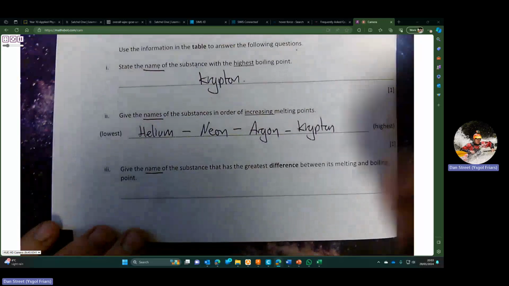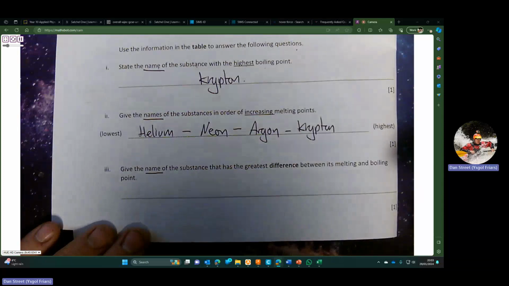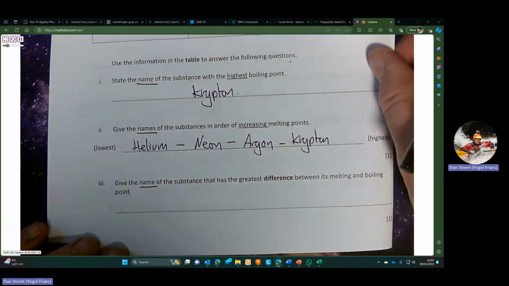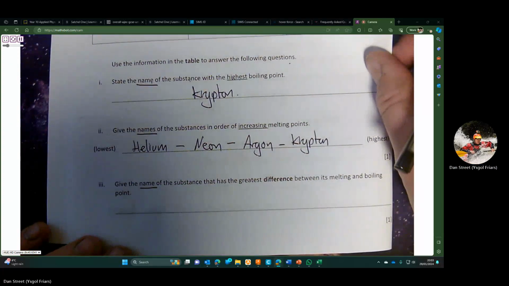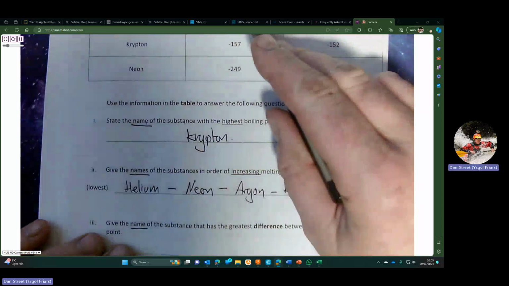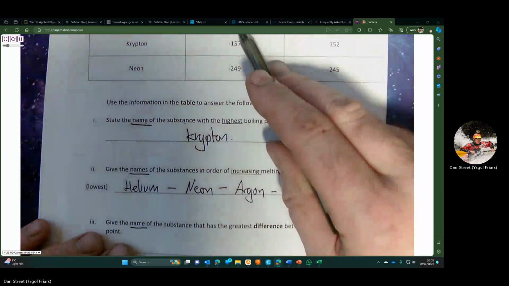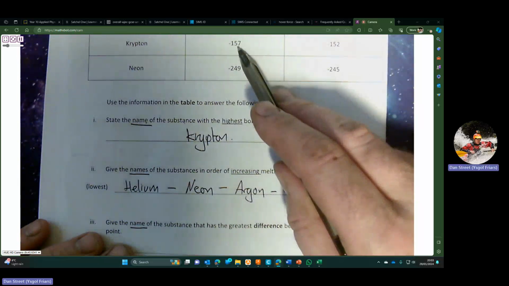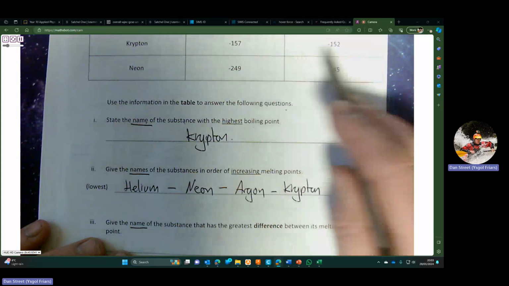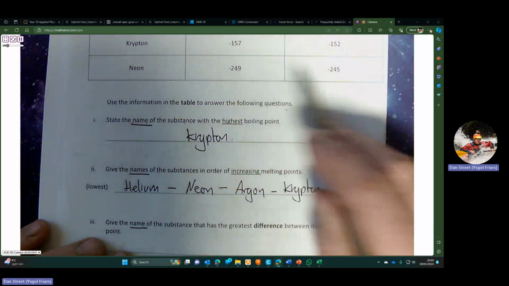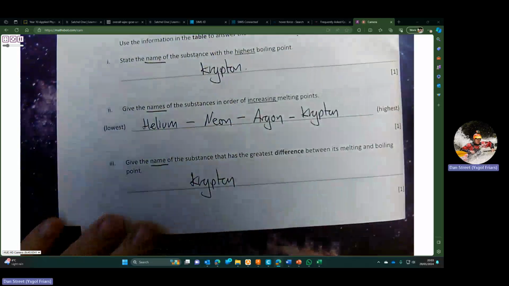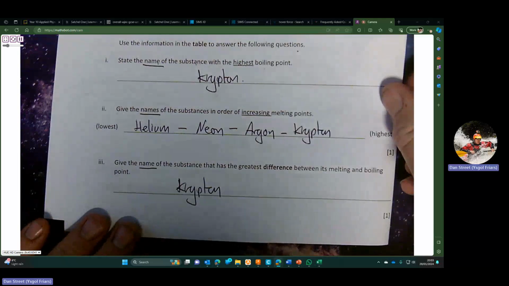And then the final question, give the name of the substance that has the greatest difference between melting and boiling point. Okay, so if we have a look at these, this one has got a difference of 4 degrees. This one's got a difference of 4 as well. This one has got a difference of 5, and this one's got a difference of 4. So the correct answer is krypton, as it's got a difference of 5 degrees Celsius. Okay.